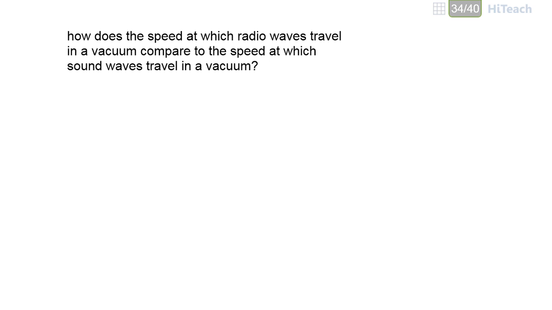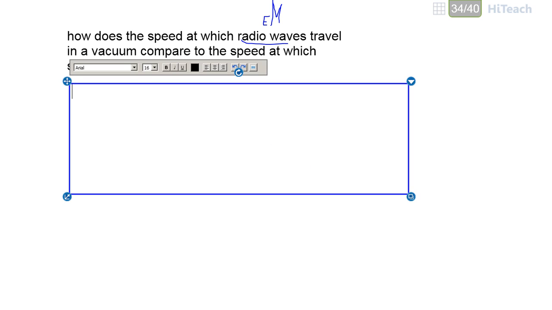Here you have to think about the radio waves. Radio waves are electromagnetic waves, right? So they have the ability to travel in a vacuum, and their speed in a vacuum is constant, which is equal to the speed of light, if you remember. Okay, what about sound? Sound waves cannot travel at all in a vacuum because they are mechanical waves, right? So here, let's write the answer.